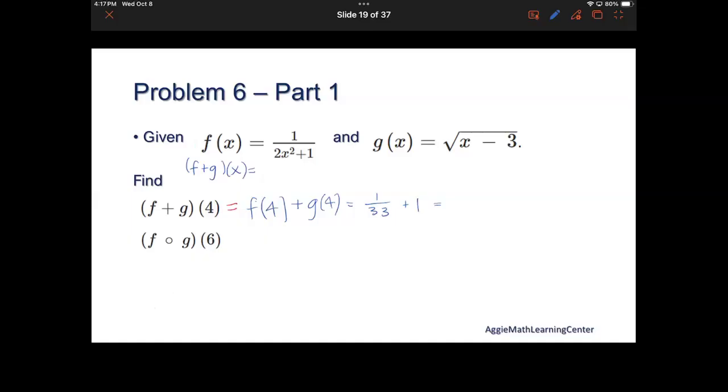Yes. 1 is 33 over 33. Yes, yeah. And that's because I want a common denominator, right? So I just have to find an expression of 1 that has a denominator of 33, and that happens to be 33 over 33. So we just do that. And then we're in business, which is the thing we already saw.